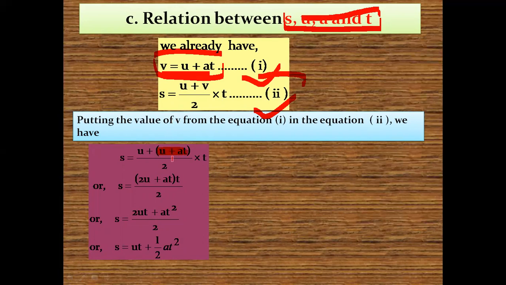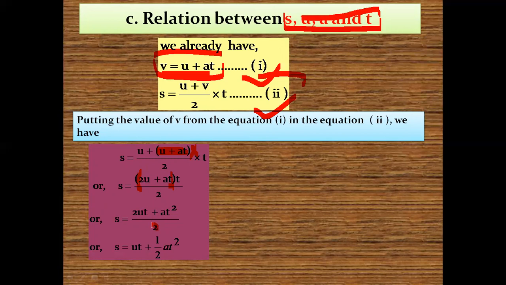Then we have to do simple mathematics here. We open the bracket, then it becomes 2u plus at. Then we consider this t. This t is in the numerator, so we keep it here. Then when we multiply both of these by t, we got 2ut plus at square, and the denominator 2 is the same.